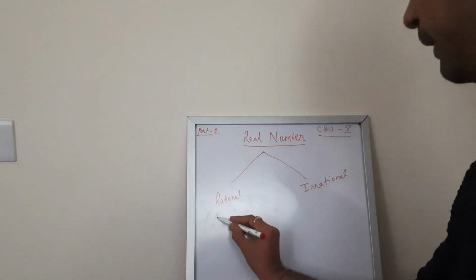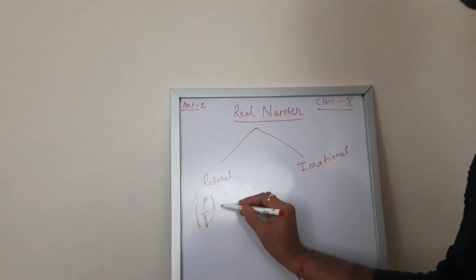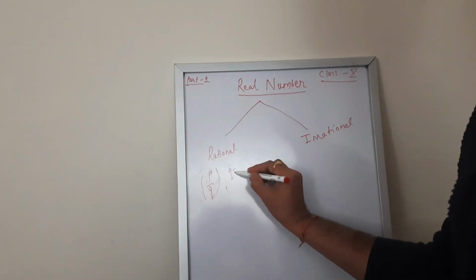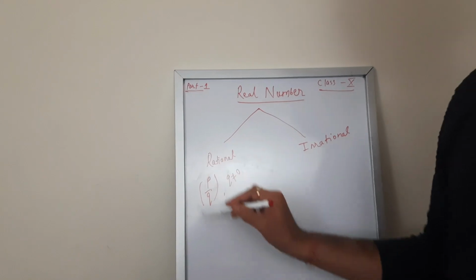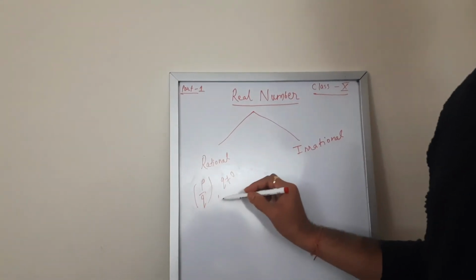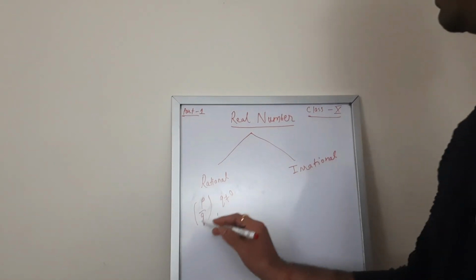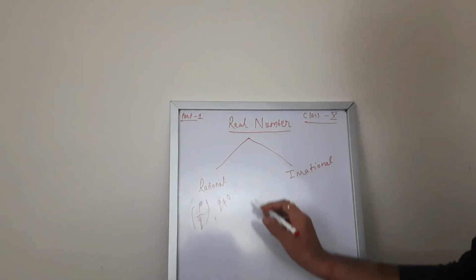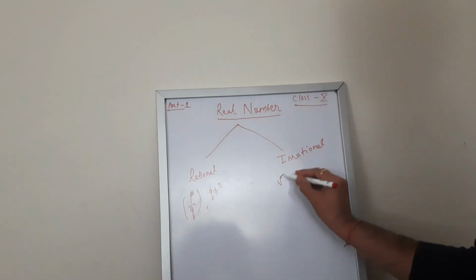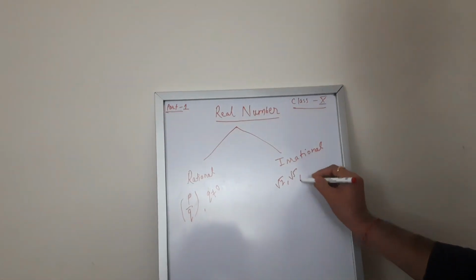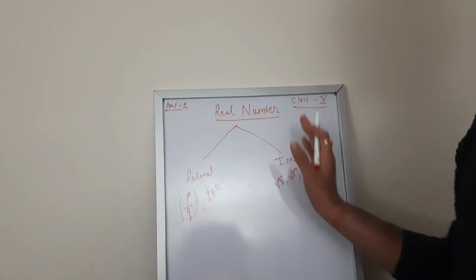A rational number is a number which can be represented in the form p by q, where q is not 0. It means that rational numbers can be defined in terms of numerator and denominator, where the denominator is not 0, while an irrational number is just the opposite of that. It cannot be defined in the form p by q. So for example, root 2, root 5, pi, all these numbers are irrational numbers. We will discuss more about it.